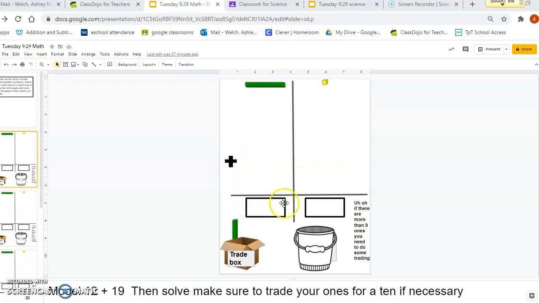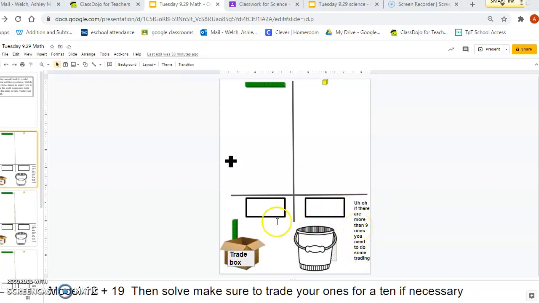Okay, and then down here in our two boxes is where our final answers are going to go for how many ones and how many tens we have. I also want you to note that there is this bucket here that I'm going to talk about in a minute. And there is a trade box with some tens in it that I'm also going to talk about, okay? And you're also going to notice that there is a note here that we will also go over.